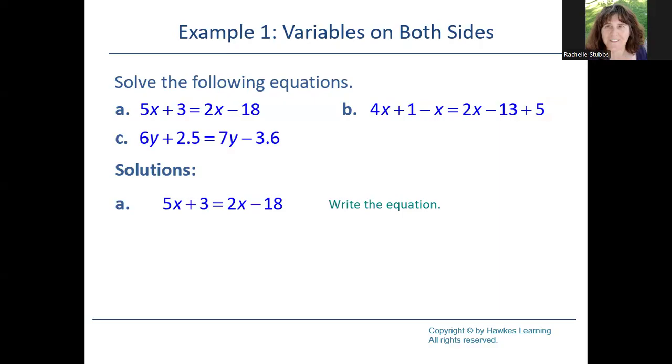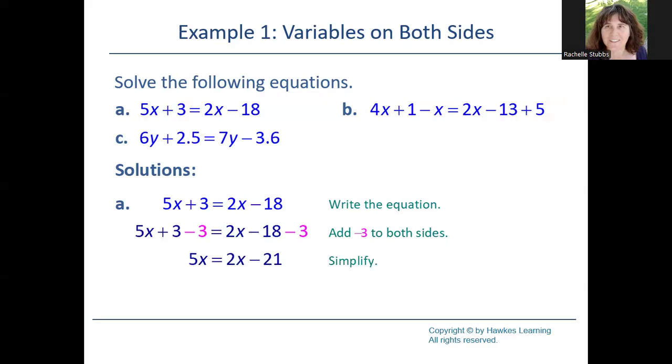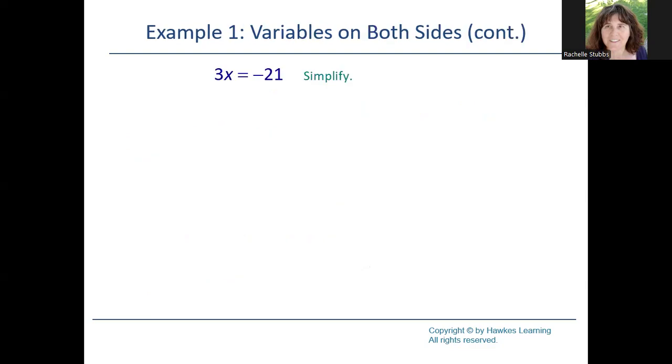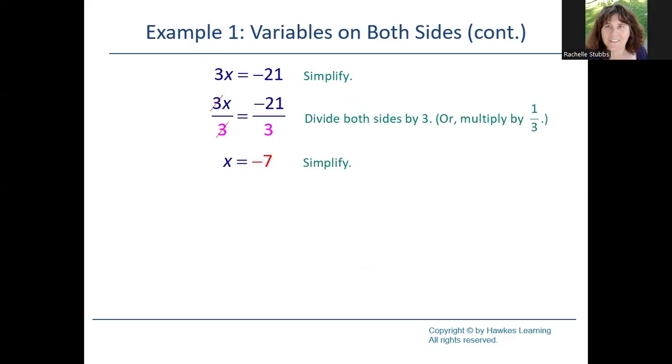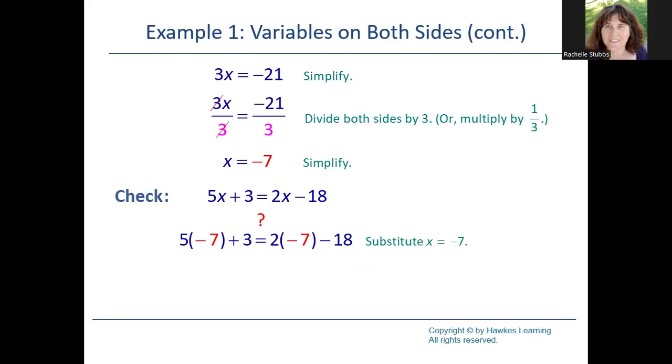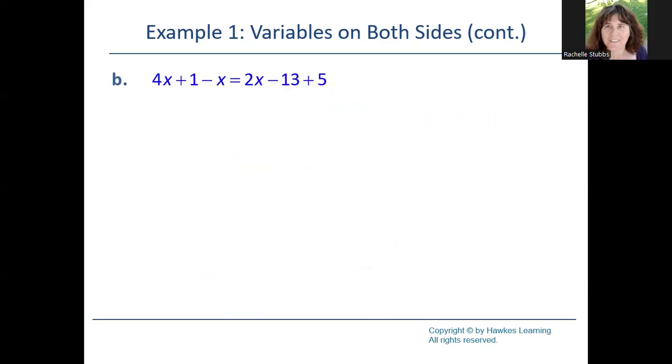But in this case, I'm going to subtract 2x from each side, and subtract 3 from each side. And then if you notice, we end up with 3x equals a negative 21. And a negative 21 divided by 3 would equal negative 7, that is. So x in this case would be a negative 7. You can plug it in and check. And there you have it.